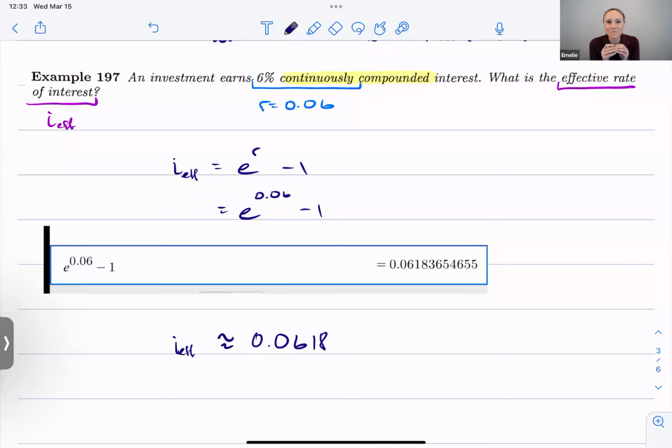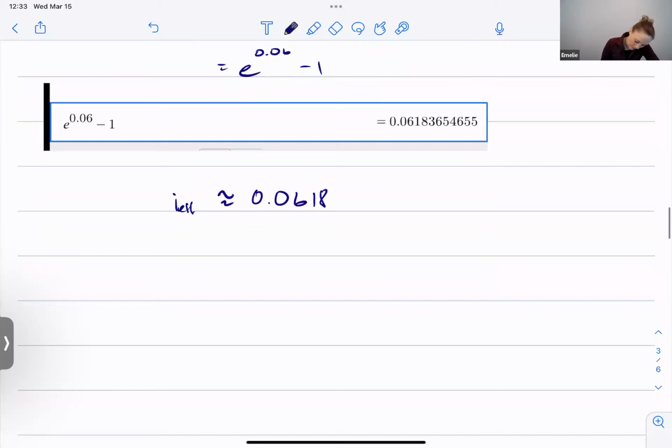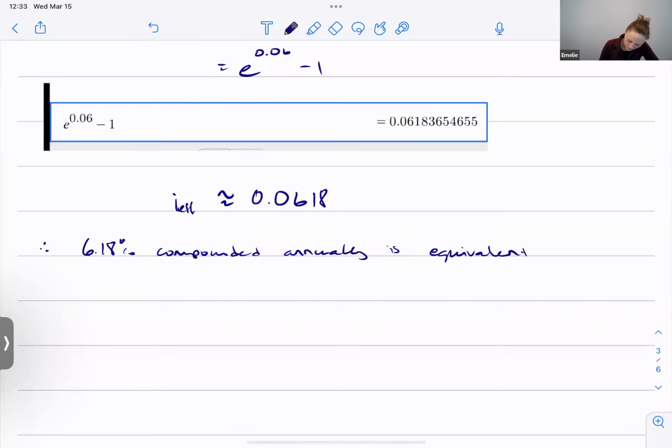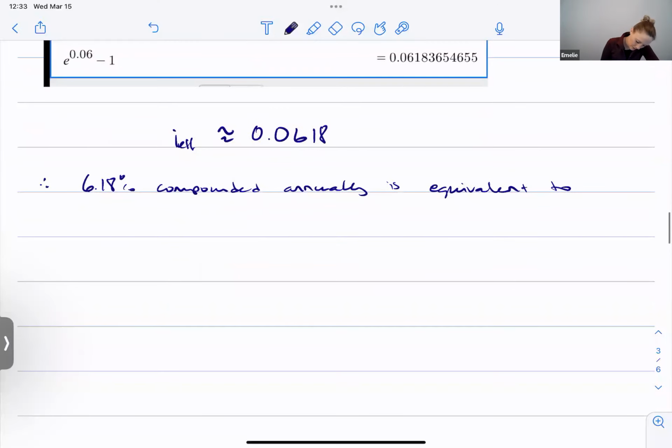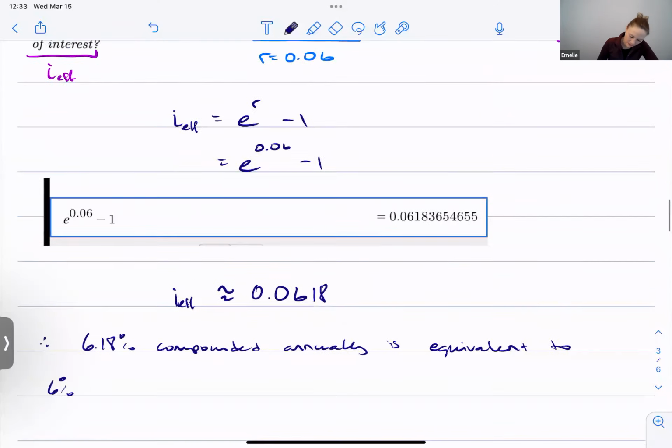What does this mean? An annually compounded rate of 6.18% is equivalent to 6% compounded continuously. So therefore, 6.18% compounded annually is equivalent to 6% compounded continuously.